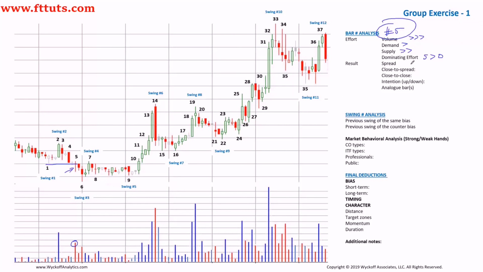So let's quickly go through the result. The spread is maybe slightly decreasing relative to bar number 4, or maybe the same. Close is what, Nilesh? Close is bearish. It closes in the upper part of the spread. Look at the candle context, yeah, it's bullish. So yes, a bullish spread. So some counter. Okay, close to close, bearish. Closes below. Okay, and then the intention was to overcome what?